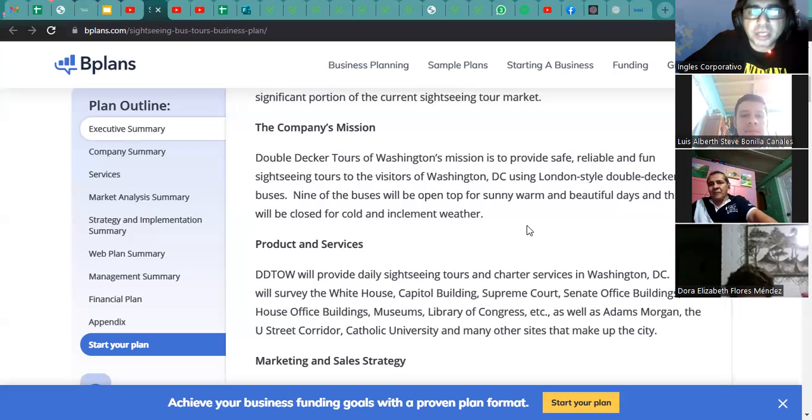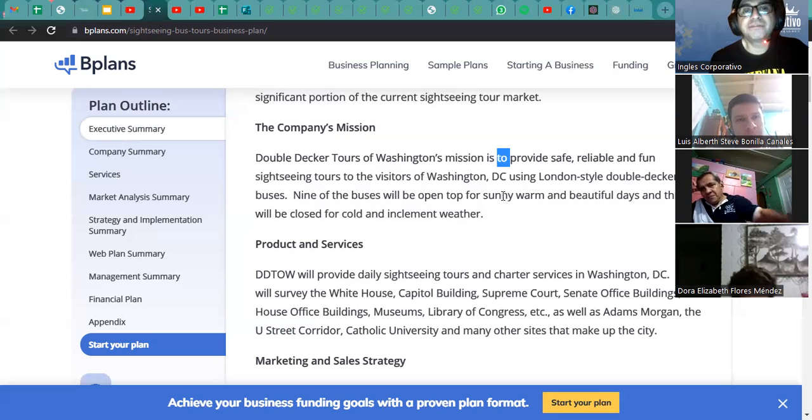So first of all, remember that when we present the company's mission, we're going to use infinitive verbs. So for example, here, to provide. That is very important when we are writing a paragraph that is talking about the company's mission. So to provide safe, reliable, and fun. So there are three adjectives that are going to be part of this. To provide safe, reliable, and fun sightseeing tours to the visitors of Washington.